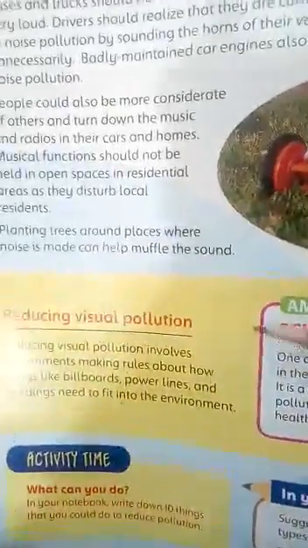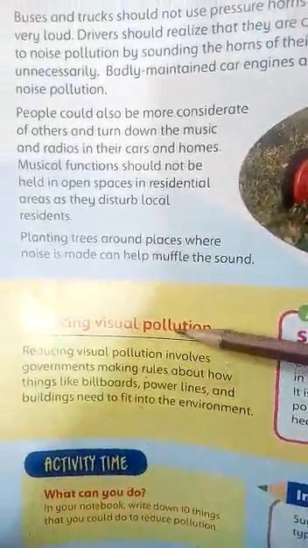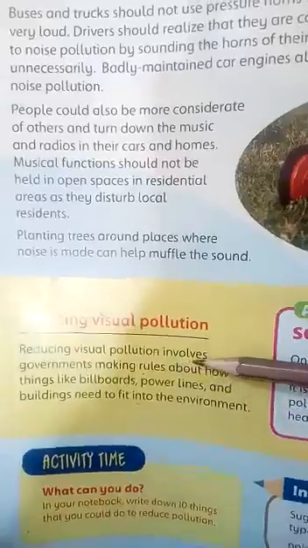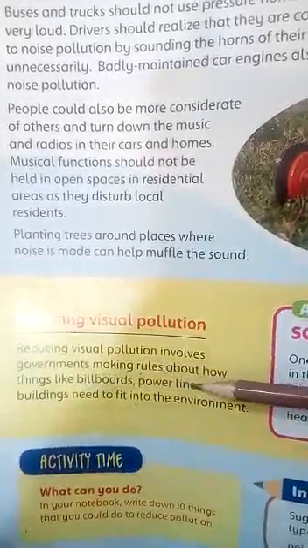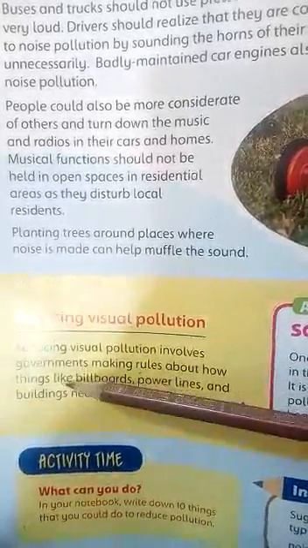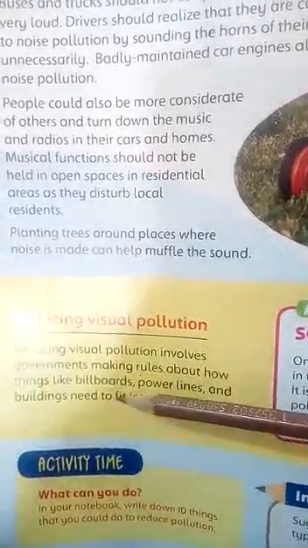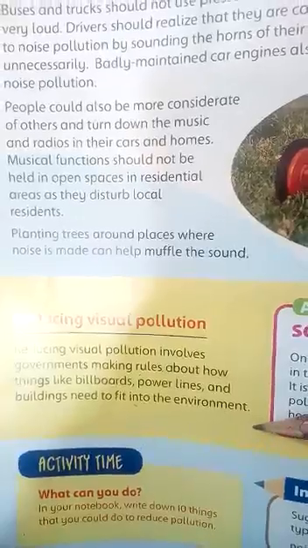Last one is reducing visual pollution. Reducing visual pollution involves governments making rules about how things like billboards, power lines and buildings need to fit into the environment. Here is an amazing scientific fact.